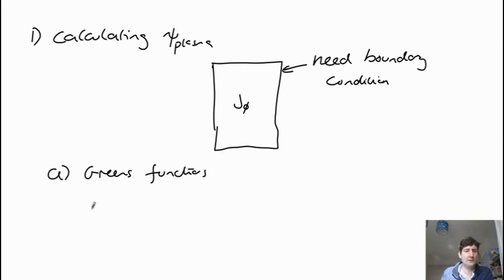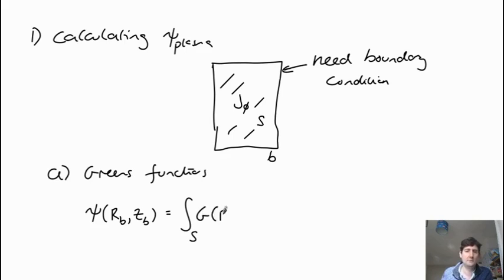And so effectively we're doing an integral, so we have the psi somewhere on the boundaries, so R on the boundaries, Z on the boundary, is the integral over the whole surface. So if this whole thing here is S, and this B is the boundary. So we integrate over this 2D surface of the Green's function. Of course, it's the location on the boundary, and then we're integrating over R and Z. So J phi, which is some function of R and Z.